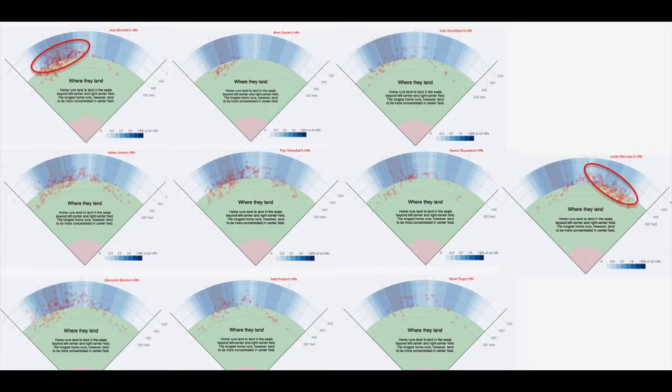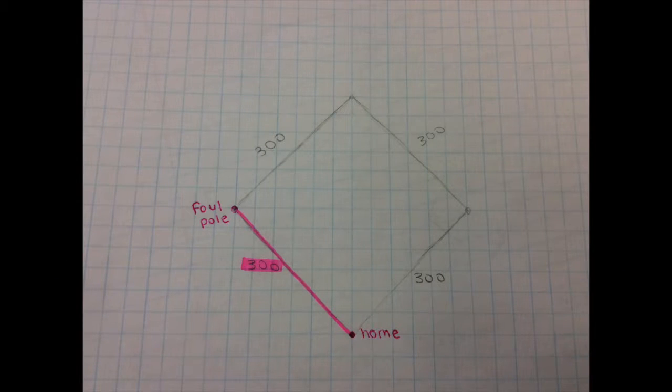After evaluation of baseball teams, it was determined that more home runs are hit to the right or left rather than down the middle. Taking this into account, we created a baseball field in which home run hitting is maximized. First, we started with a square.